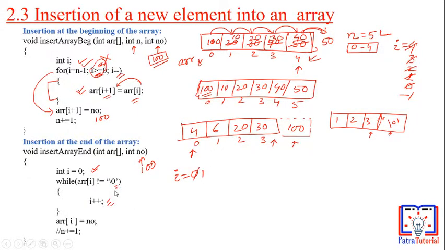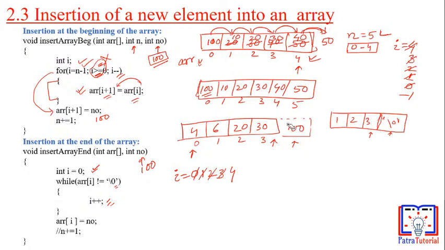Now ARR of 1 is not equal to \0, right? This is 6, so it is not equal to \0. So again I plus plus, I becomes 2. Then again ARR of 2 is what? 20, not equal to \0. So again increment the value of I to 3. Then again ARR of 3 equal to what? 30, which is not equal to \0. Then increment the value of I to 4, and this will be holding now \0.